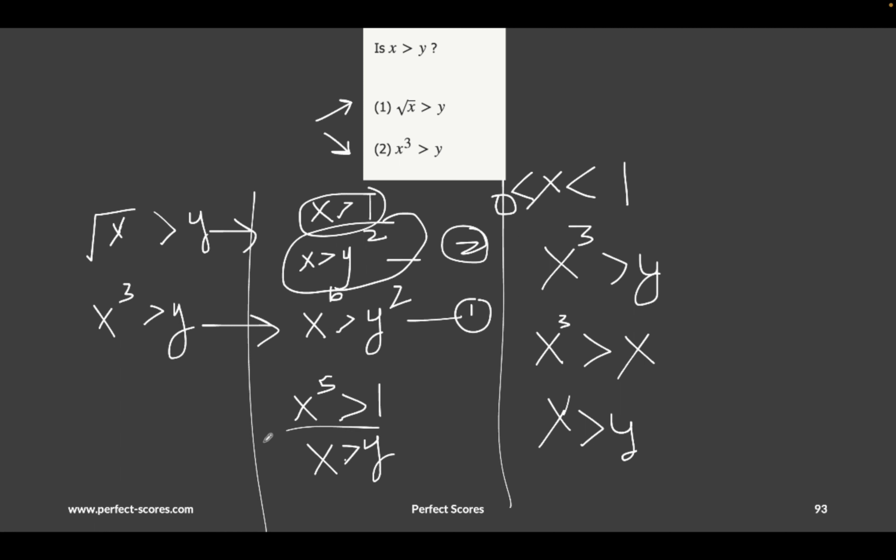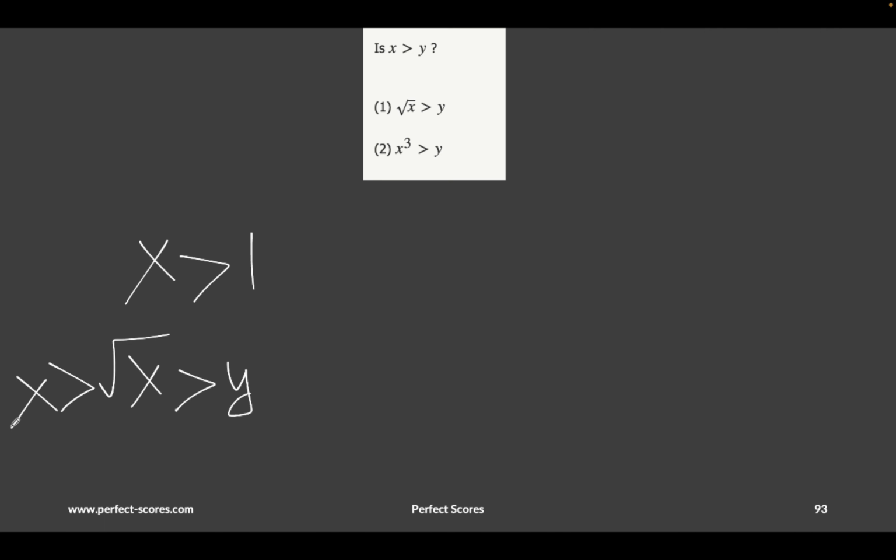Let me just reiterate what I just did here slowly. This is more of a narrative-based explanation rather than using algebra, which I think makes more sense here. So if x is actually greater than 1, in that case, if the square root of a number is greater than a number, the number itself is actually greater than the square root, right? Because if you take the square root of a number greater than 1, the number becomes smaller. So x has to be greater than y. So that makes it sufficient.